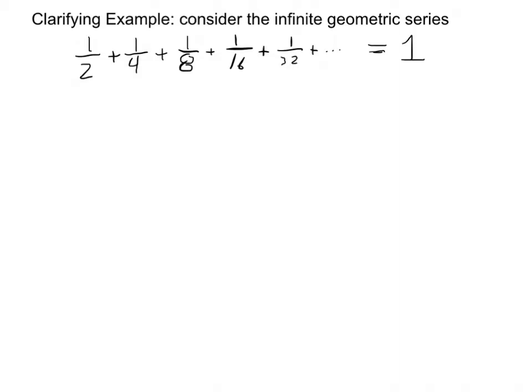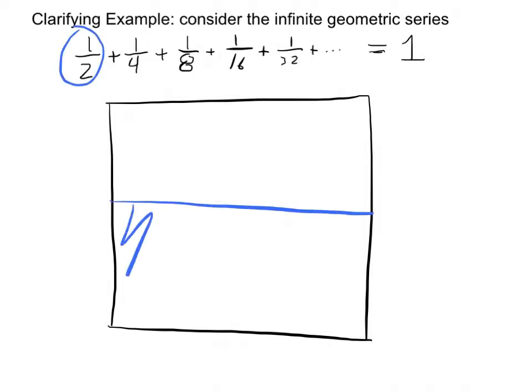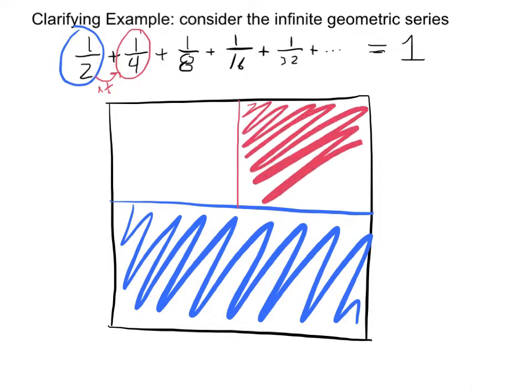And I can show you this with a picture, right? Imagine that I had a box. Here's a box. And let's say that I decided to shade in half of the box. So here I am, I shade in half of the box. Great. Then I decide I'm going to shade in 1/4 of the box. Think about what 1/4 is. 1/4 is half of what I have left. So if I shade in 1/4 of the box, that means I'm shading in this.